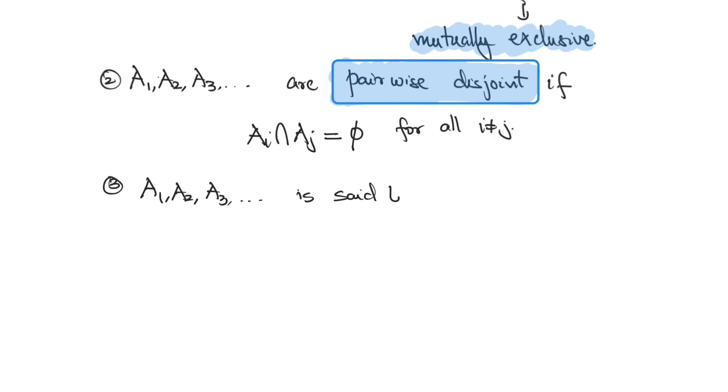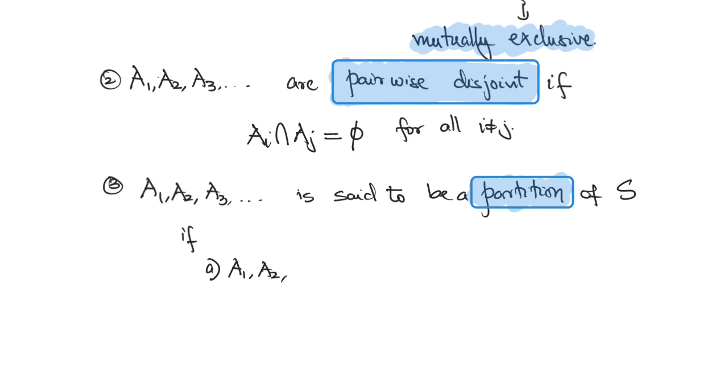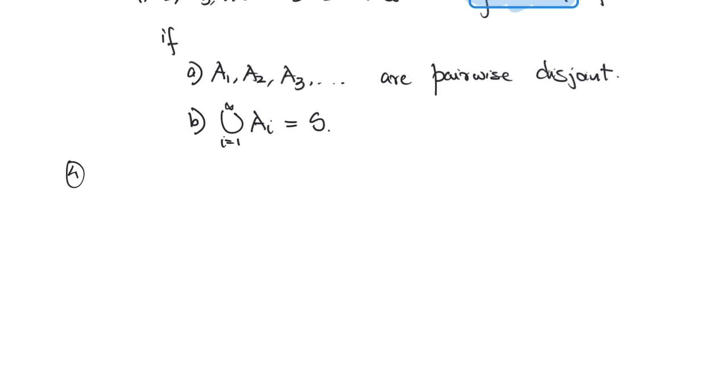Also, A1, A2, A3 will be said to be a partition of S if A1, A2, A3 are all pairwise disjoint, and if the union is the entire sample space S.